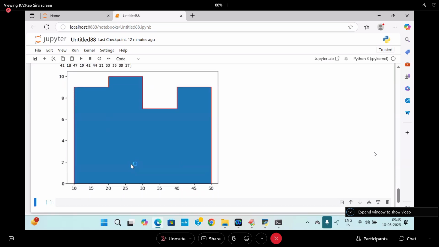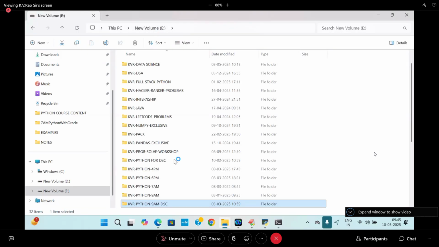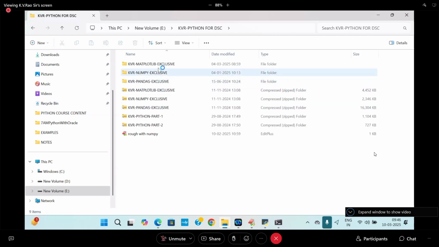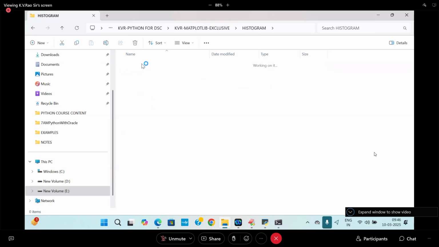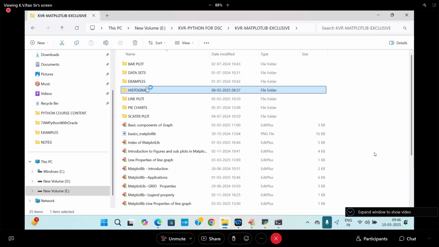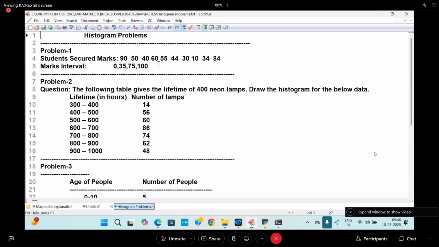Understand now? So what is the histogram for? To describe the frequency versus class intervals. Understand? So I'll show some small examples for you. Take care. Now I'm going to take up my example here. Under histtype, I will directly show you problems and examples. Under that, I'm going to take up histogram problems.